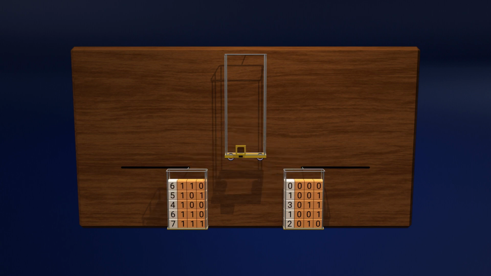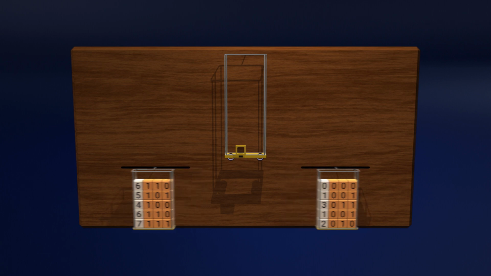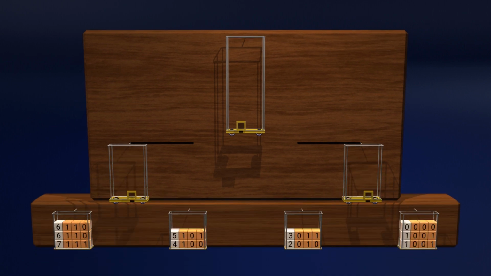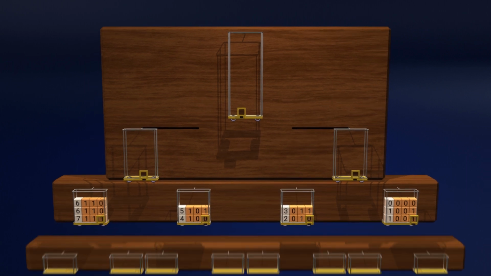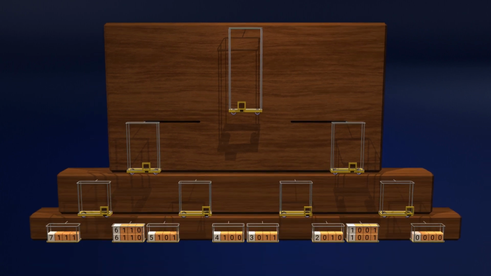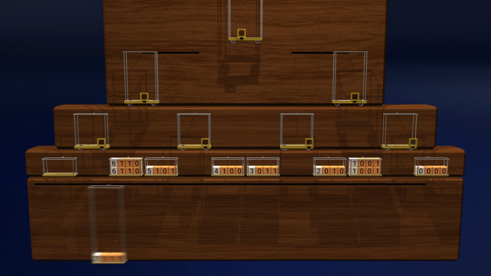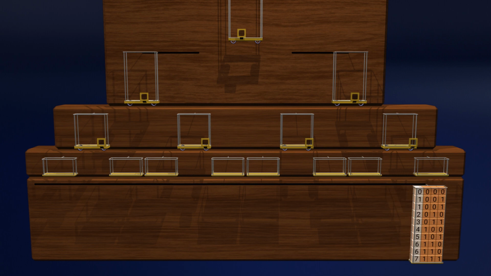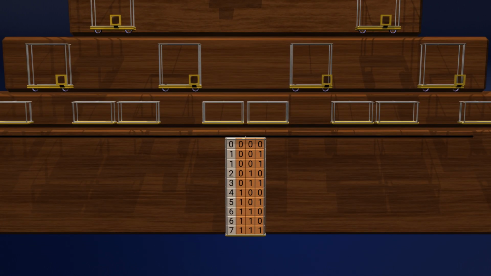The right stack now contains all the blocks with the most significant digit of 0. These are the smaller numbers. The left stack contains the larger numbers with the most significant digit of 1. The next step is to sort each stack according to the middle digit, again separating it to smaller and larger numbers. And finally, with the least significant digit. Now, we'll collect all the blocks starting with the largest numbers. And we have a sorted stack.